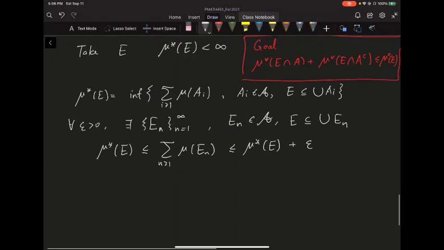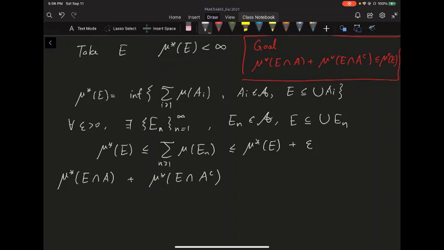All right, so now I have this collection of En. So let's look at our goal. Our goal is to evaluate mu star of E intersect A plus mu star of E intersect A complement.